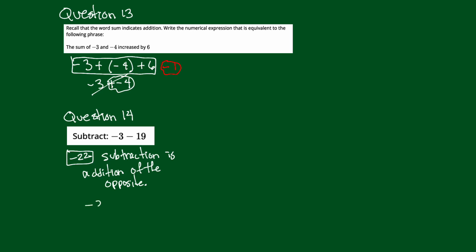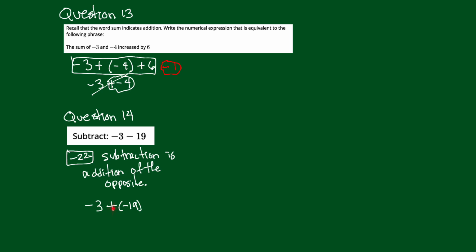So subtraction of negative 3 is addition. Change subtraction to addition of the opposite. Now, what is the opposite of 19? That's a subtract 19. The opposite of 19 is negative 19. So what we've done is we've indicated that subtraction is addition of the opposite. Now look what we've got.